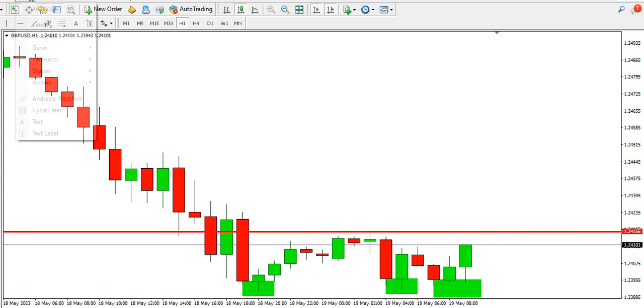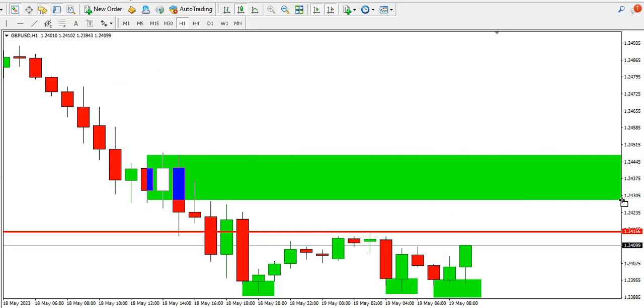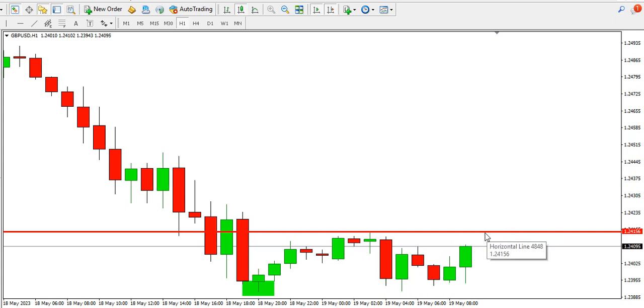So if bulls are going to push price up, we have this other block around here that might serve as resistance to price. But for now, it appears as if the bulls are stepping in. Although we are in a range, we will expect a range breakout, a break above 1.24156 before we jump in onto the short buy.